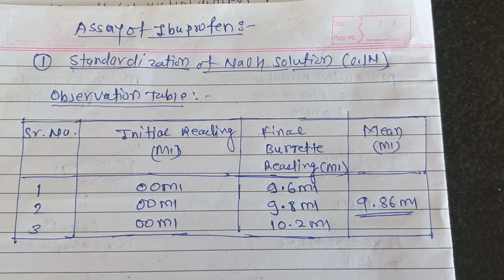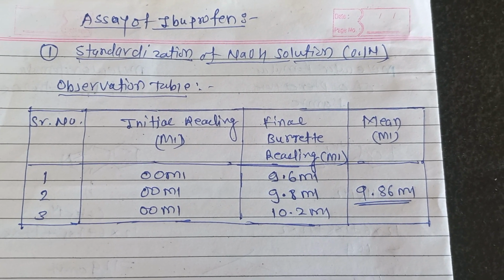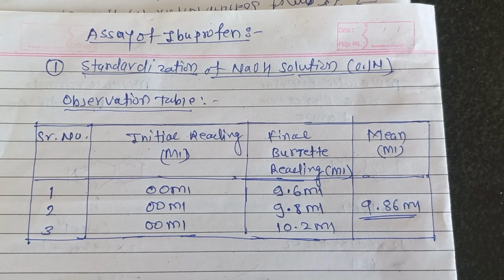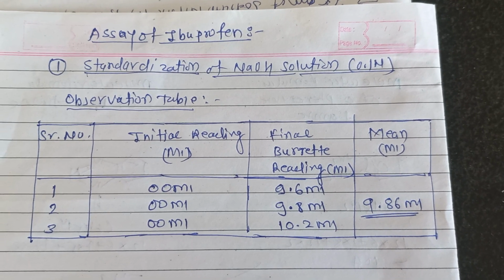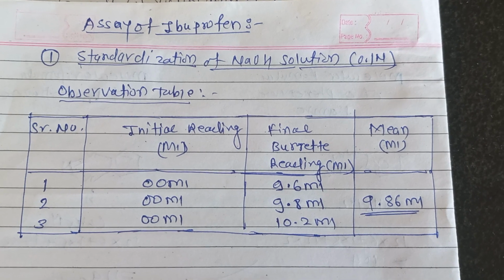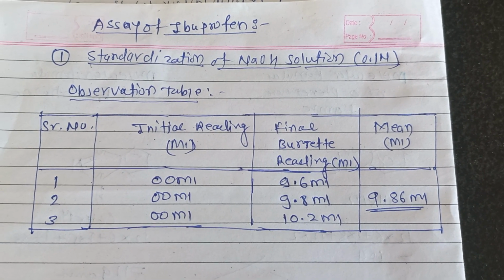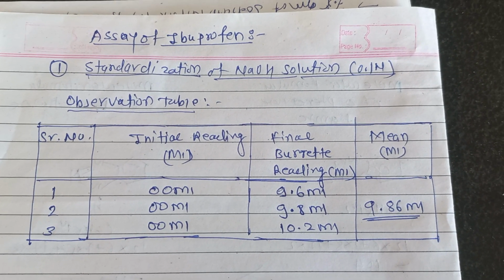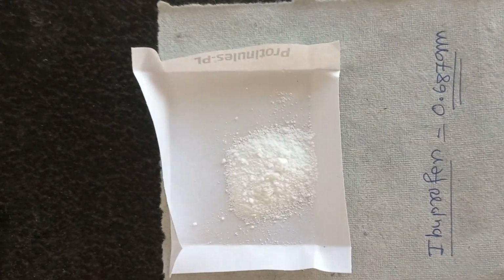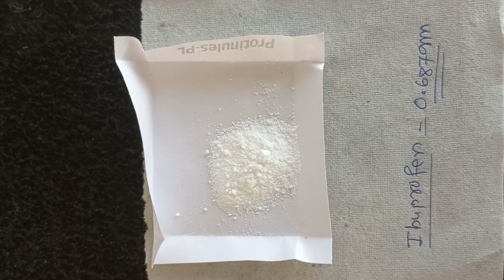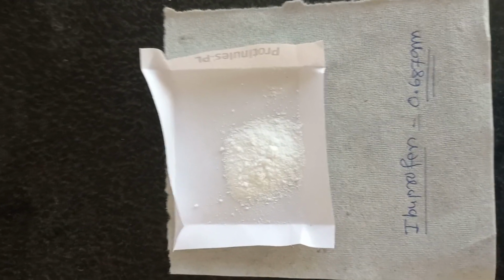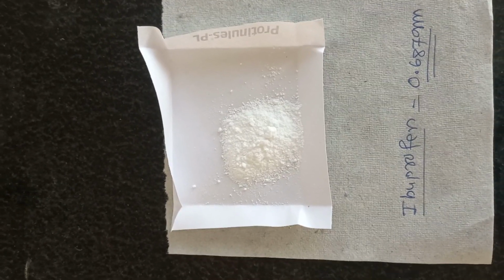Now we have completed the standardization of NaOH solution by using oxalic acid and phenolphthalein indicator. The next step, the second part, is the assay of ibuprofen. So let us do the next part of the procedure, the assay of ibuprofen. Let us do this practical.